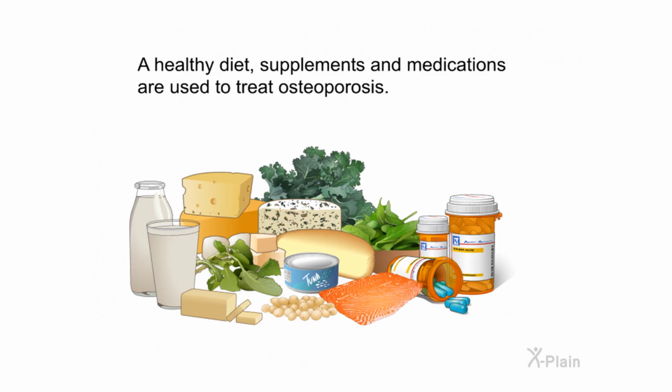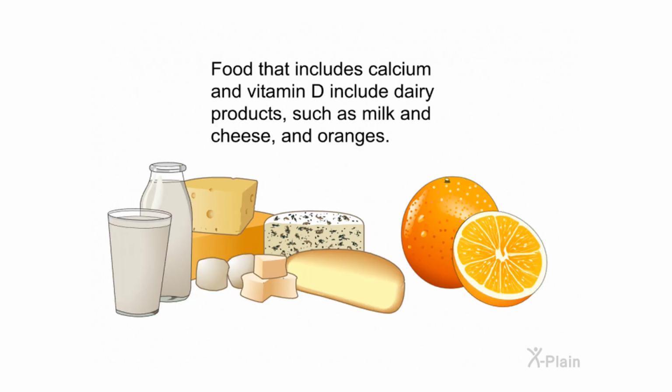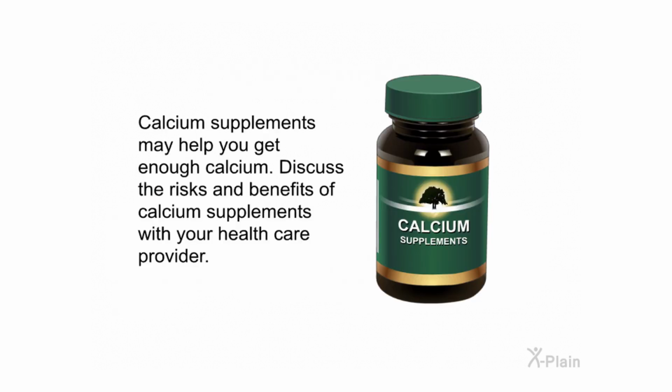Treatment. A healthy diet, supplements, and medications are used to treat osteoporosis. Foods that include calcium and vitamin D include dairy products such as milk and cheese, and oranges. Calcium supplements may help you get enough calcium. Discuss the risks and benefits of calcium supplements with your healthcare provider.